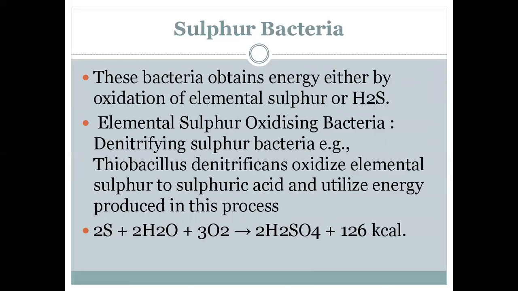Thiobacillus denitrificans is oxidizing elemental sulfur, meaning only S, to sulfuric acid, H2SO4. Here also energy is released, and this energy is utilized by the organisms for chemosynthesis. Going with the equation, this is the sulfur in the presence of water molecules. It reacts with oxygen and is converted into sulfuric acid. Some amount of energy, that is 126 kilocalories, is released.